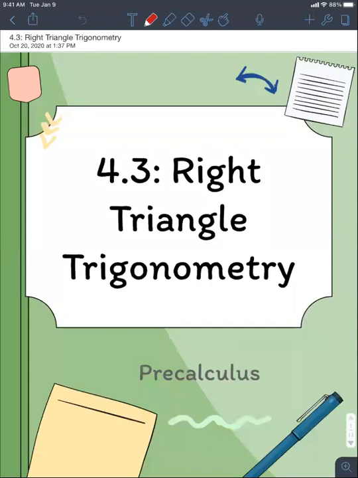4.3, right triangle trigonometry. So using the unit circle again, and then also incorporating triangles. We're going to be putting those 2 things together and finding all the trig values. So 4.3, right triangle trig, or right triangle trigonometry, if you want to write the whole word. It's a really long word though.